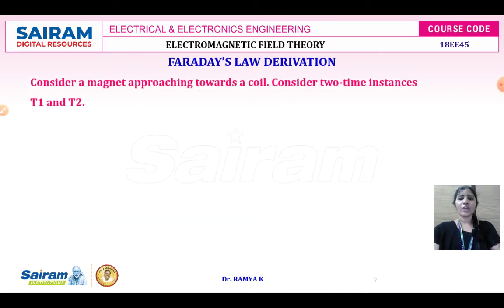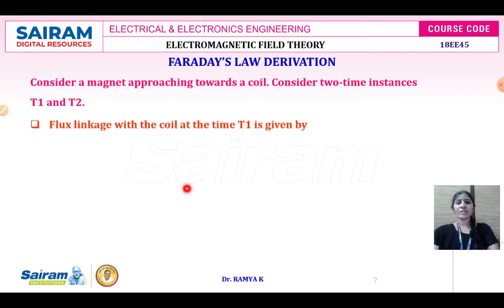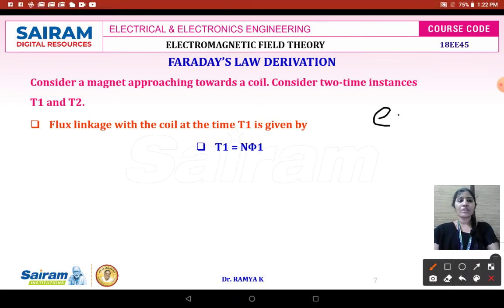Faraday's law derivation. Now consider a magnet approaching towards the coil. Here you have a coil at two instances, T1 and T2. Now we need to identify the change in flux at time T1 and the change in flux at time T2. The flux linkage with the coil at time T1 is given as N into phi 1. We know that the induced EMF E is equal to N into d phi divided by dt. In general, you can write N phi by I.